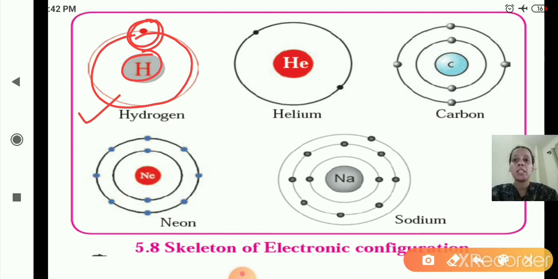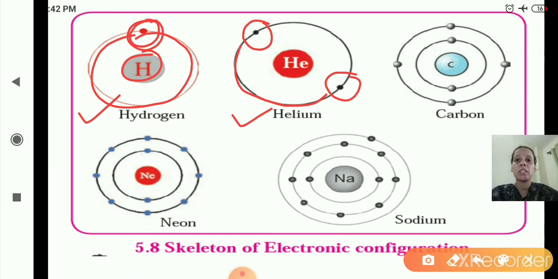Now the next one is helium. Yes, the number of electrons in the helium atom, 2. So those 2 electrons will go in K shell. So this is the K shell and this is 1 and this is 1. These are the 2 electrons of the helium atom.